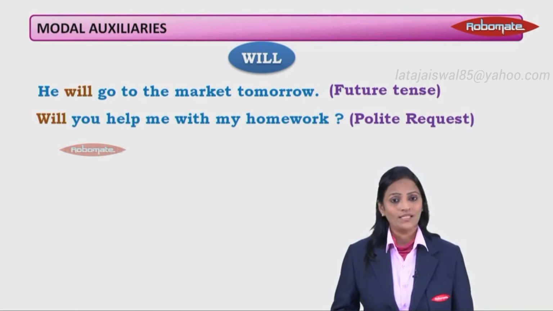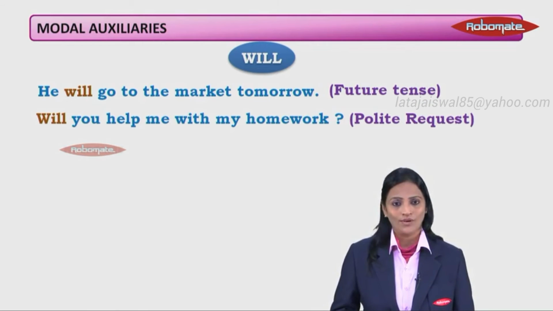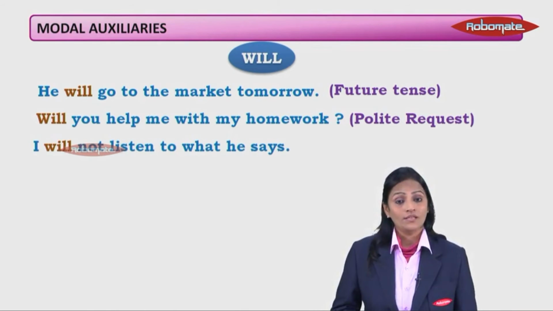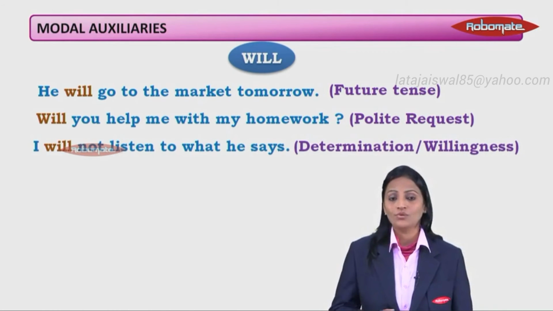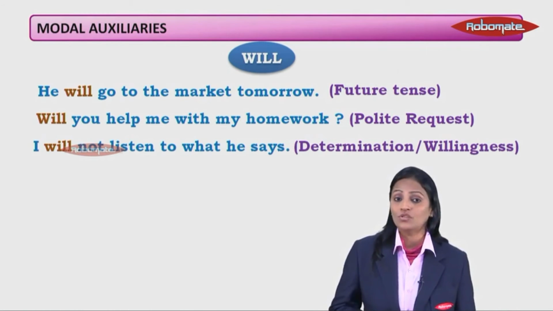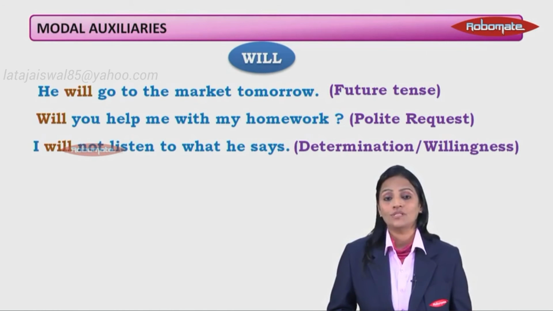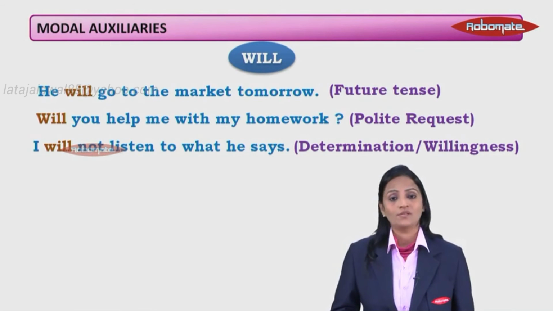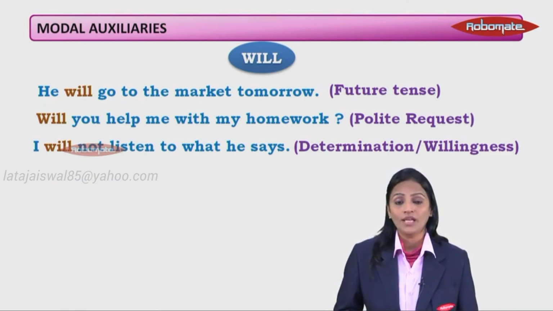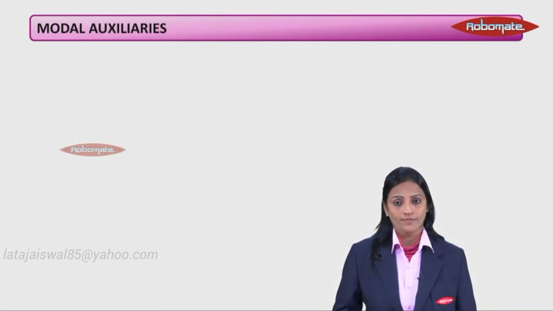Students, we've already seen polite request even with could. I will not listen to what he says. Now here, this shows determination. Students, I told you that normally for a future tense with I and we use shall. But here, we are using will. So surely it shows something else besides just a simple future tense. So it is determination or willingness.